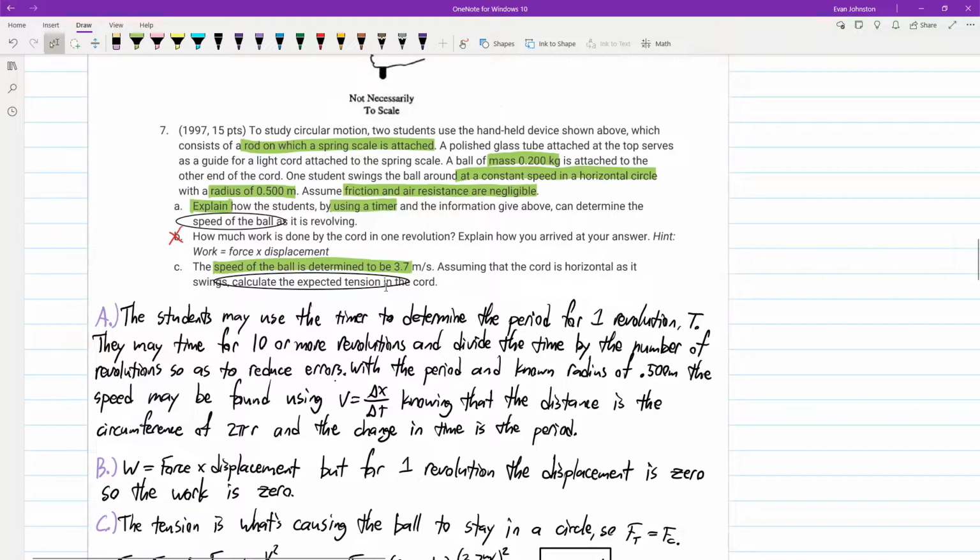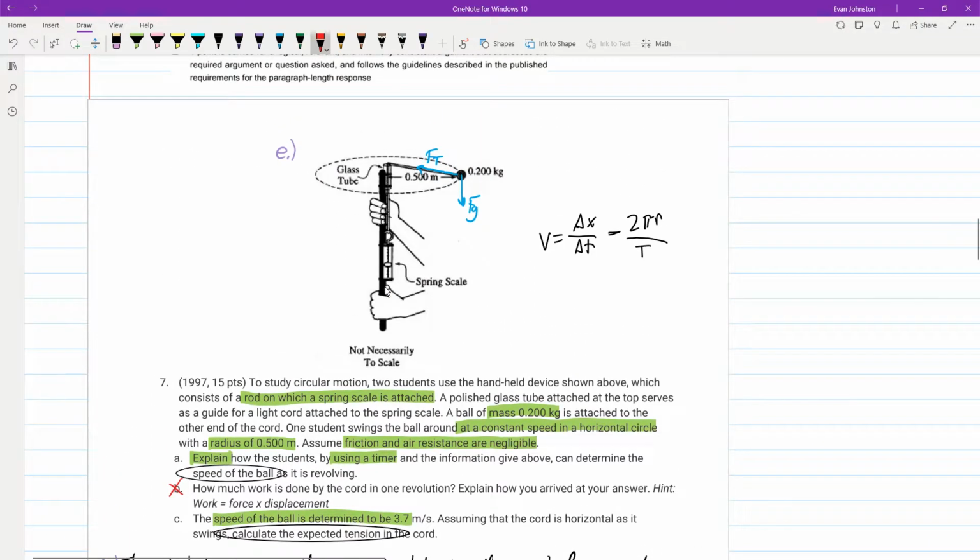Now, when it comes to part C, the speed of the ball is 3.7 meters per second, assuming the cord is horizontal as it swings. Calculate the expected tension. In this case, we have to look back here and go, well, the tension is going towards the center at all times, no matter where the ball is. So tension is our centripetal force, and this problem is asking us to calculate the tension.